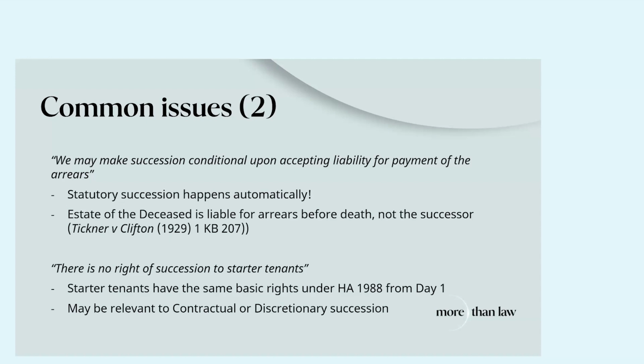There may be additional succession rights, which might be contractual or discretionary. That is where it is going to come into play, because you may have a policy or procedure where you say, we don't allow succession to next of kin, non-married or non-long-term partner family members for starter tenants, but we do once they've completed the probationary period. Well, that's separate. That's a completely different consideration.